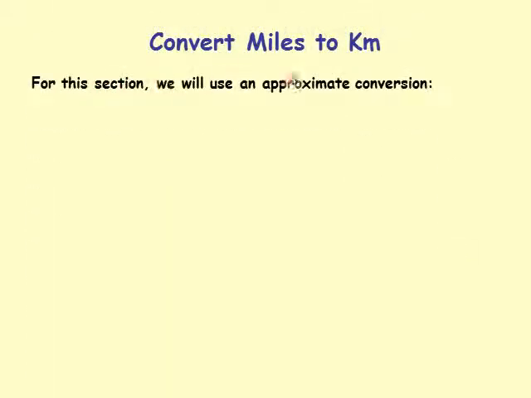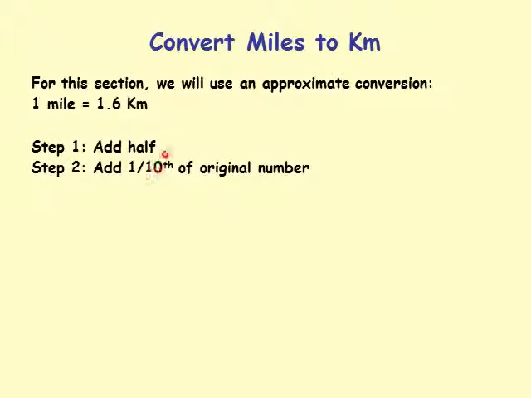In this section, we'll use some approximate conversion instead of the Fibonacci series, which was also approximate. So for 1 mile we will use this conversion: 1 mile is equal to 1.6 kilometers. So first we'll add a half, then add a tenth of the original number.